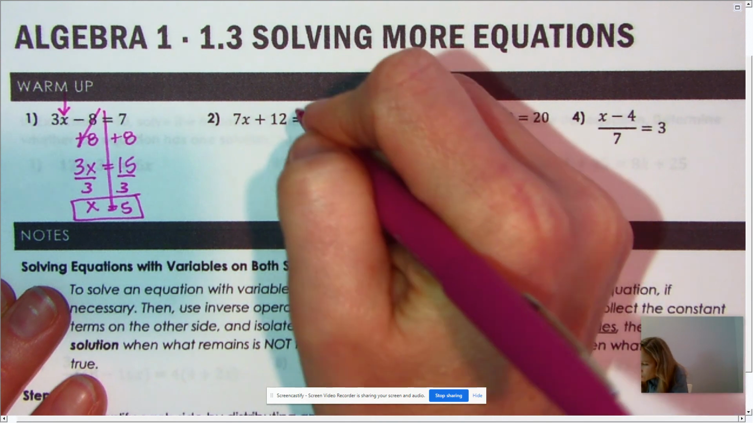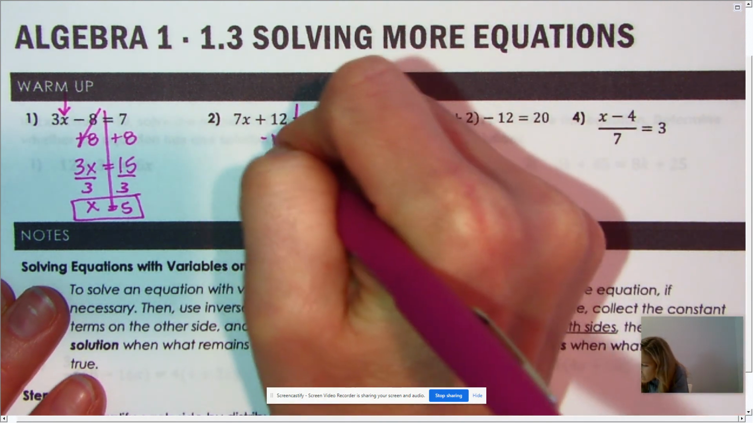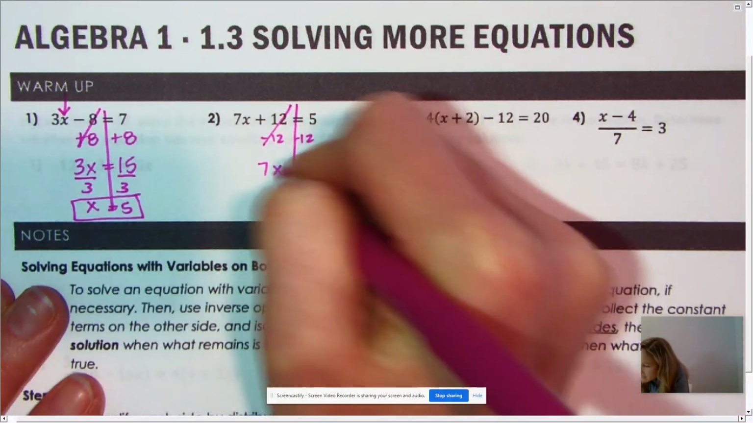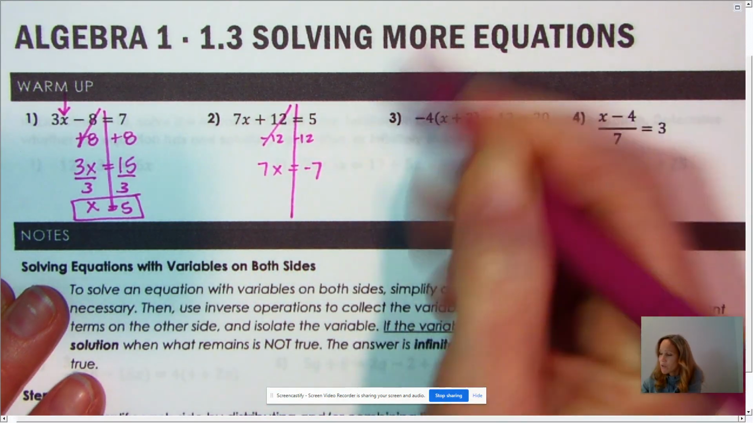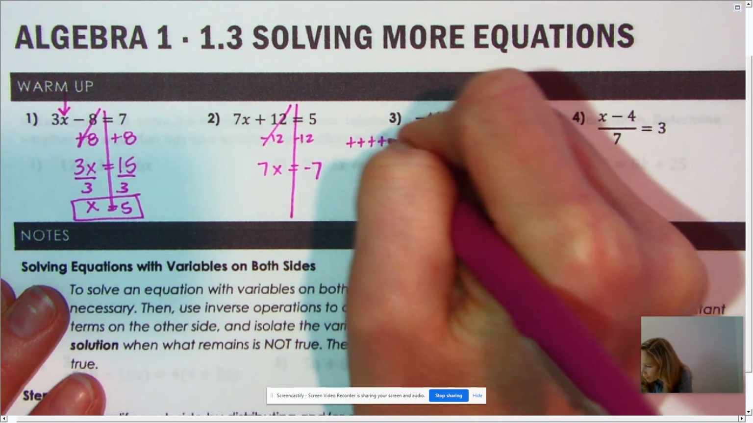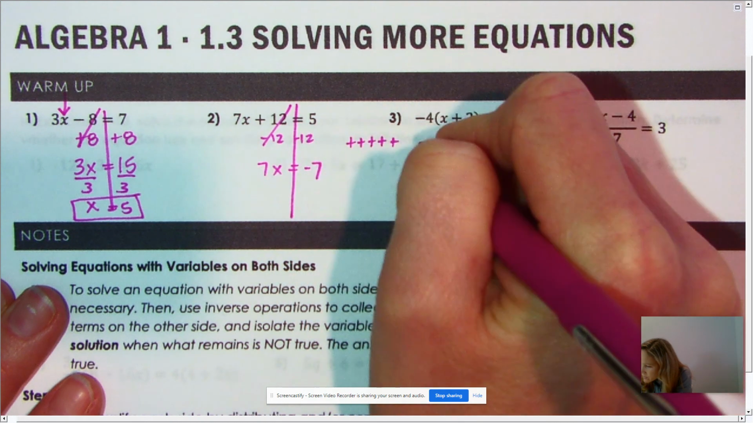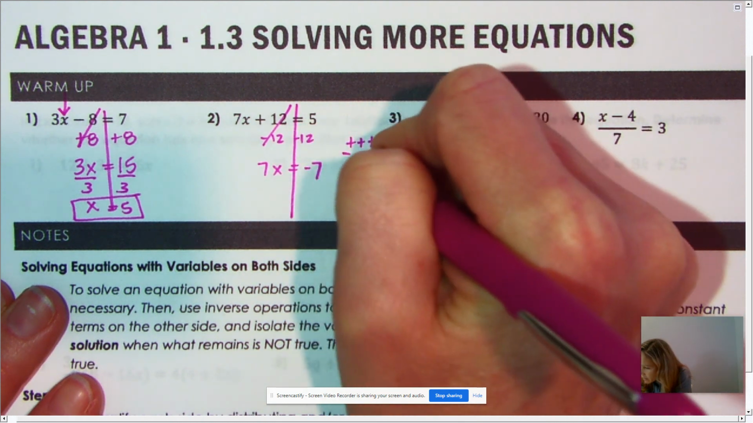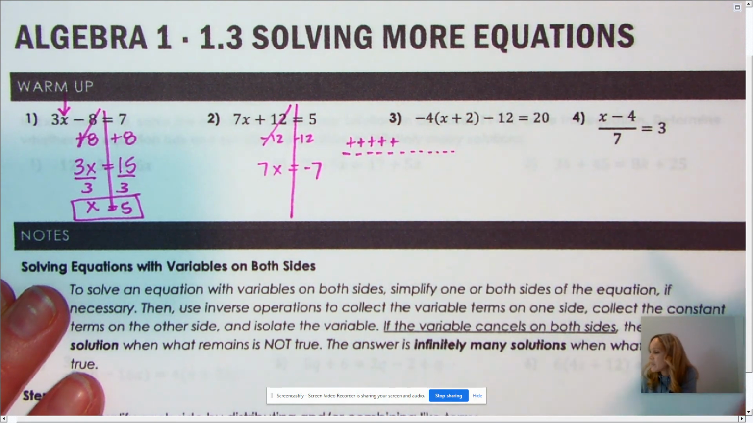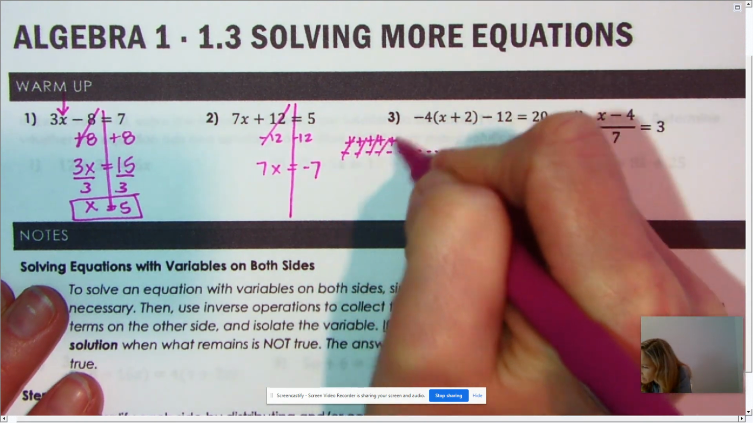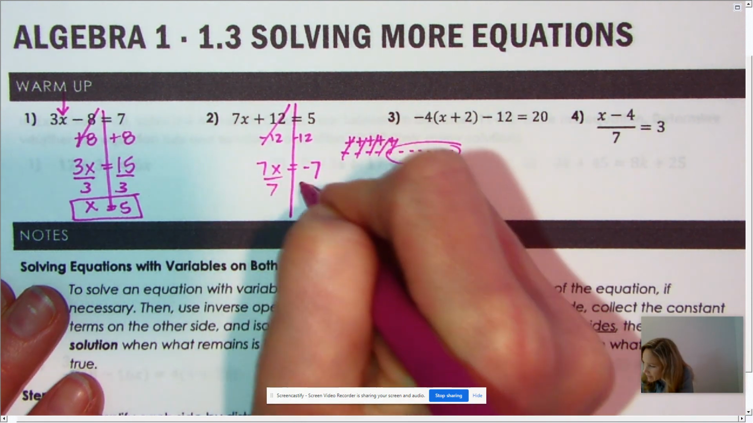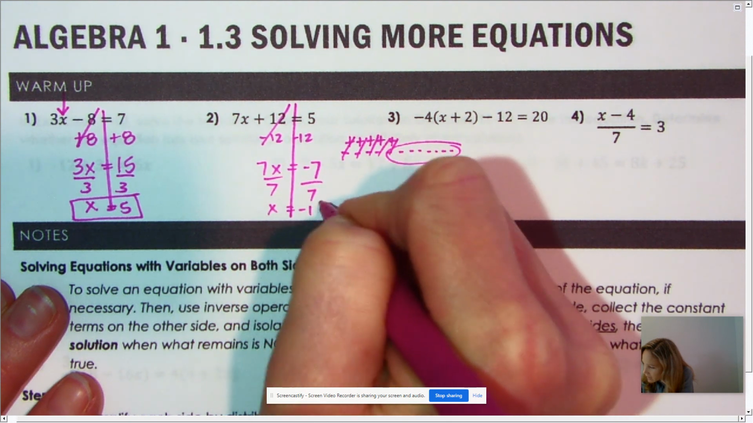Question number 2, I'm going to go through the same steps again. I'm going to subtract 12 on both sides. And then I have 7x is equal to negative 7. If you have a hard time with integers, adding positives and negatives, sometimes it's helpful to write out, this is 5 positives, so I wrote out 5 pluses, and then I have 12 negatives, 1, 2, 3, 4, 5, 6, 7, 8, 9, 10, 11, 12. Oops, I went into my next problem. So 5 of those cancel, so I have 7 negatives left over, and I'm going to divide by 7 on both sides, so x is equal to negative 1.